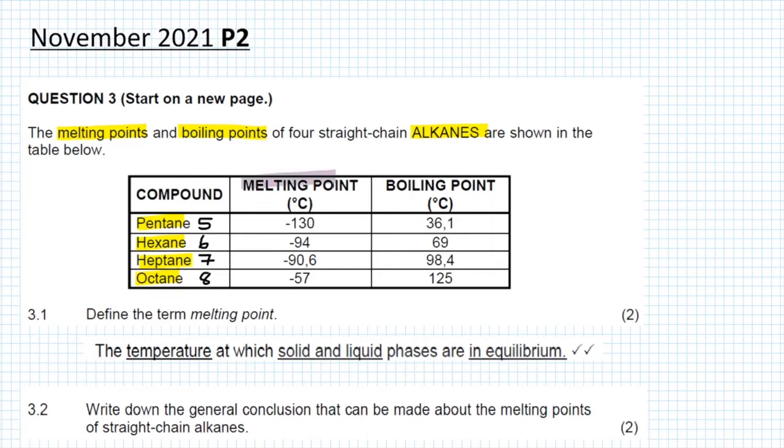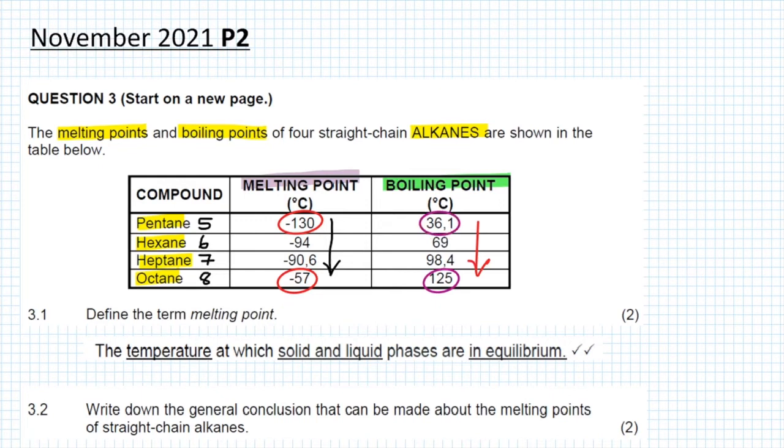We have the melting points. We see that the melting points are increasing as we go from the top towards the bottom. And I say that it is increasing because negative 130 is a smaller number than negative 57. This is a bit confusing to understand because of those negative signs, but again, negative 130 is a colder temperature than negative 57. Then we have the boiling points, and we can see as well that the boiling points are increasing as we go down this column because 125 is a lot bigger than 36,1.